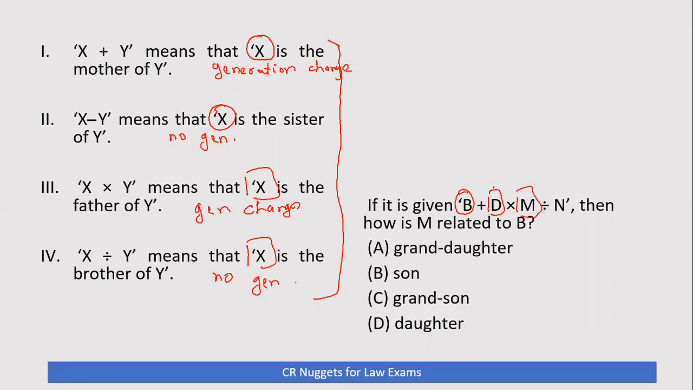Now, once again, I'm not drawing the diagram. Look here, there is 1 plus and 1 into, means there are 2 generation changes. So definitely the relationship has to be something like grandson or granddaughter. So these two cannot be the answer. Son and daughter means 1 generation change. Now there are 2 generations that have changed. 1 plus is here, 1 into is there. So definitely the answer has to be granddaughter or grandson. But I know the gender of M as male, so I will mark it as grandson.